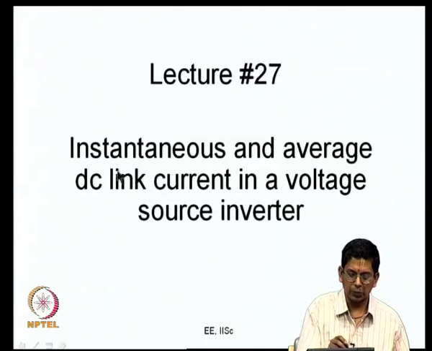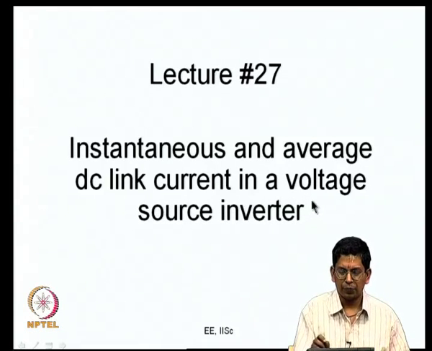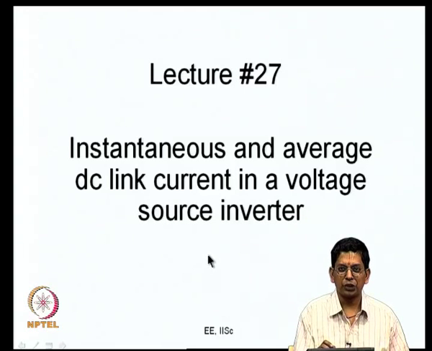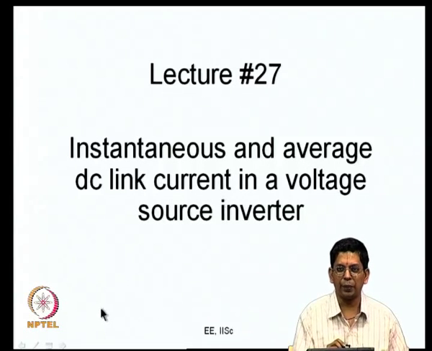This lecture is particularly titled instantaneous and average DC link current in a voltage source inverter. The voltage source inverter has a DC side and the AC side, and this is the DC side current that is flowing into the 6 bridges here. What is its instantaneous value and how do you evaluate its average value? That is primarily the question we are looking at in this particular lecture.